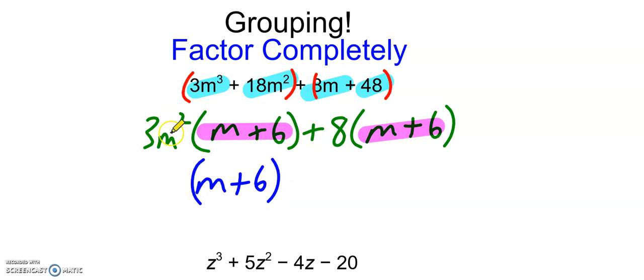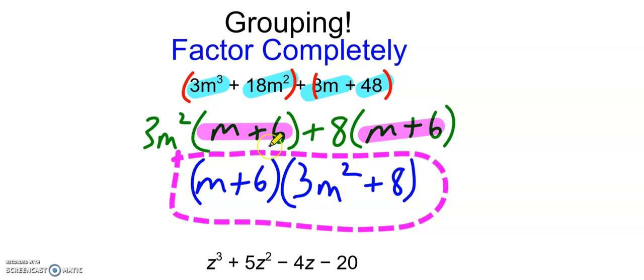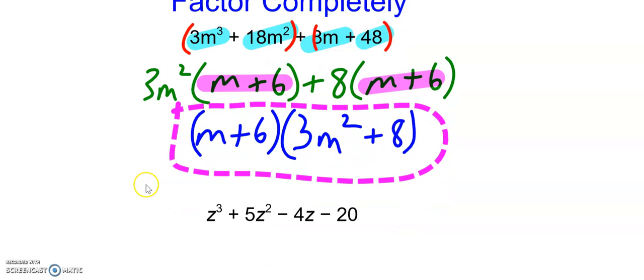And if I factor out m plus 6 from this whole term, then I'm left over with 3m squared. And if I factor out m plus 6 from this term, I'm left over with just 8. So that is my factoring by grouping. Now, another thing I'd point out, and I didn't say this before, but we would look for a greatest common factor first, just like with any factoring, right? There was no greatest common factor here.